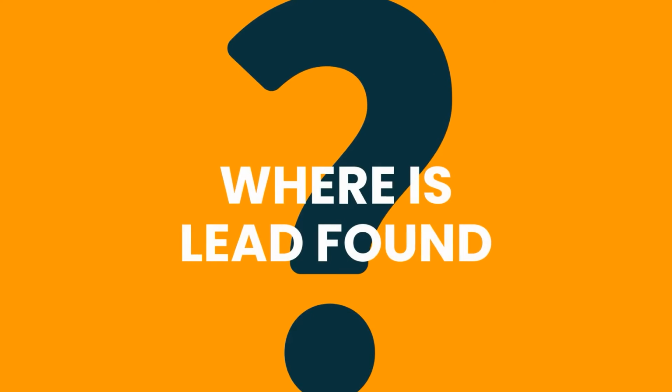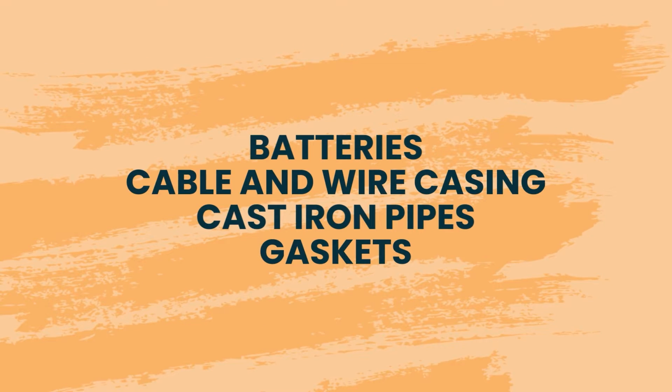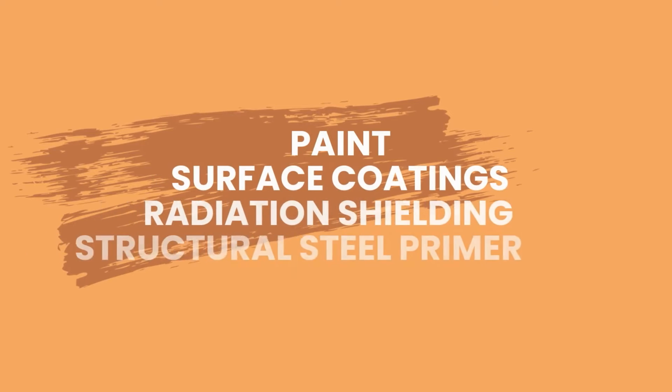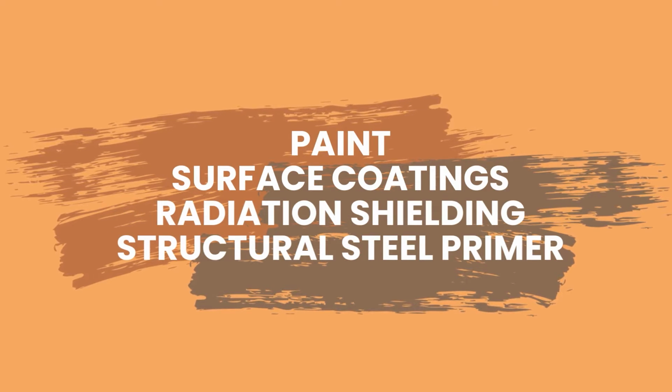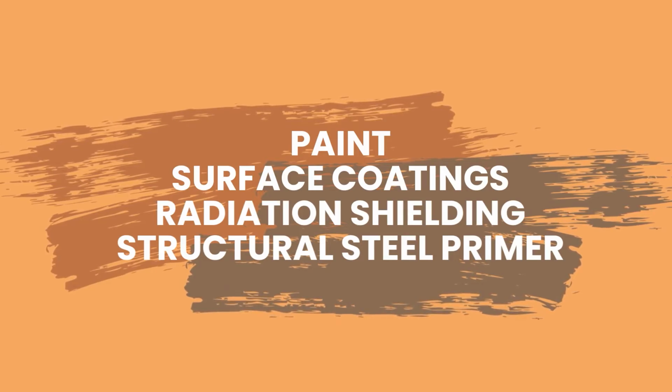Lead can often be found in batteries, cable and wiring casing, cast iron pipes, gaskets and connections, paint and surface coatings, radiation shielding, bricks or sheeting, and structural steel primer. These are some of the activities where lead exposure can occur.